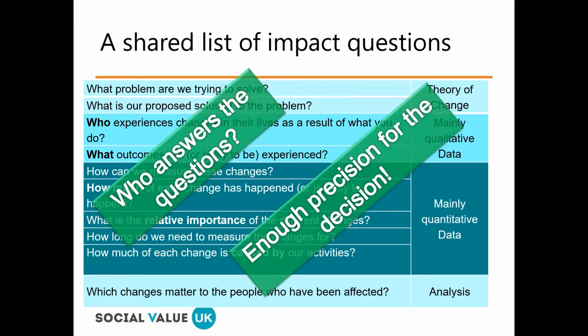Another factor for us to consider is how much precision we require when asking these questions. What level of detail do we need? How large should the sample size be? What level of accuracy? What level of relevance do we need? It's summed up by the phrase, enough precision for the decision. So there's a consistent set of questions here that can be asked to the appropriate stakeholders, but the level of data or the level of precision required when asking these questions is variable.